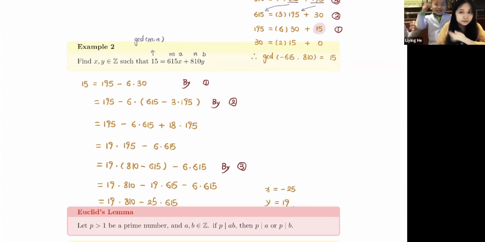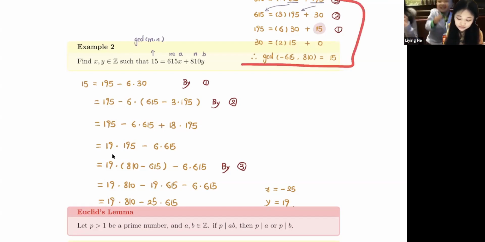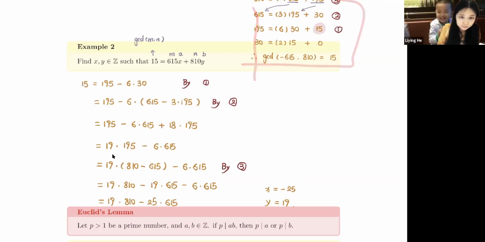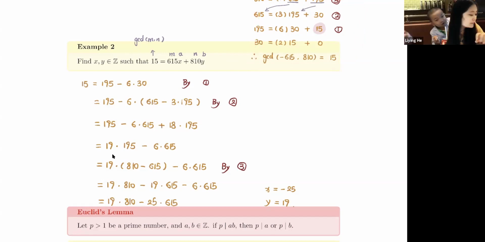Any question? Does this make sense? So basically, you're just working backwards using the Euclidean algorithm. Even if it doesn't make sense to you for now, you can try it at home and convince yourself. I think it's pretty clear. If you have any question, email me.